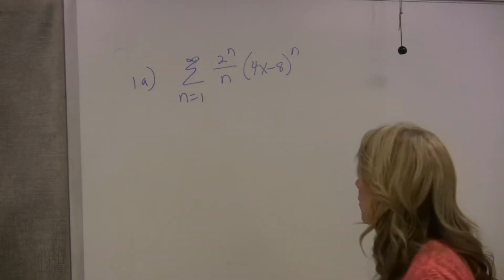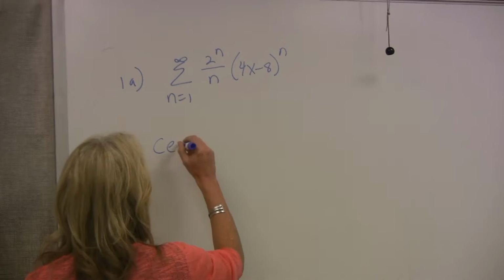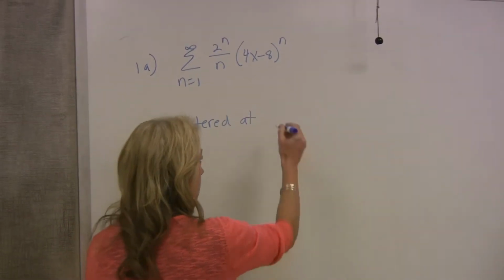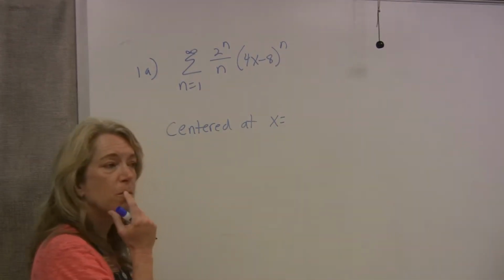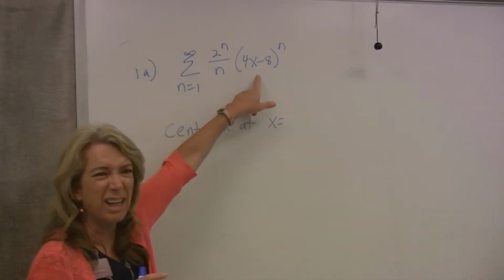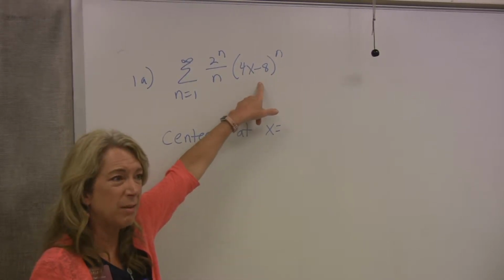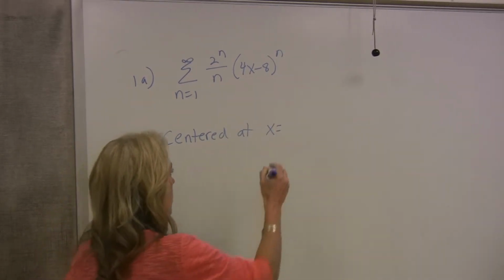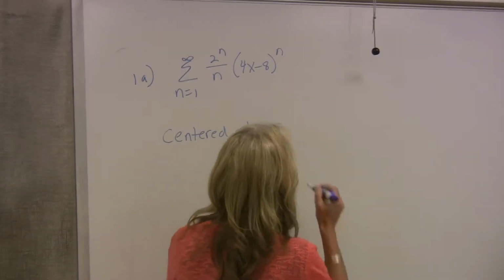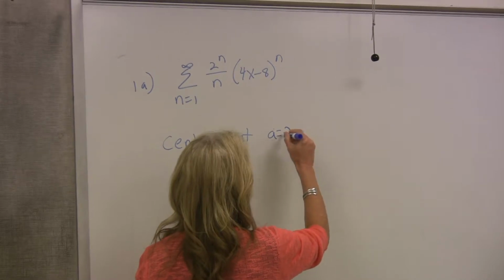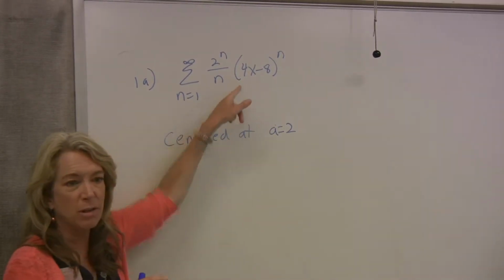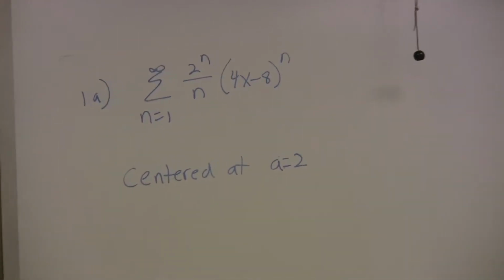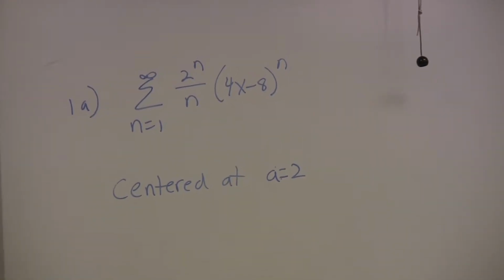My first question for you is, where's the center? Centered at x equals what? 2. 2, because that's what you plug in here to make it equal to 0, right? If x equals 2, it's just adding 0 a bunch of times. So the center is whatever makes that equal to 0. So it's centered at, I'm going to put a, and a equals 2. That's the center, because that's what makes this part equal to 0. We know it's going to converge if x equals 2, because we're going to add 0 plus 0 plus 0, no problem.